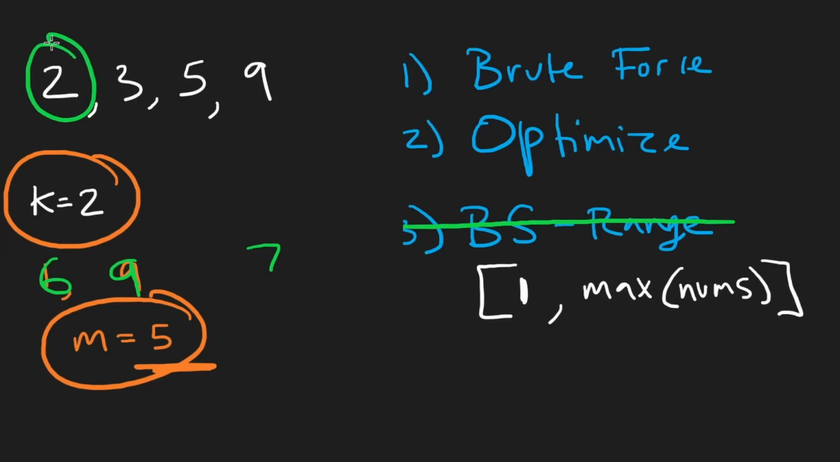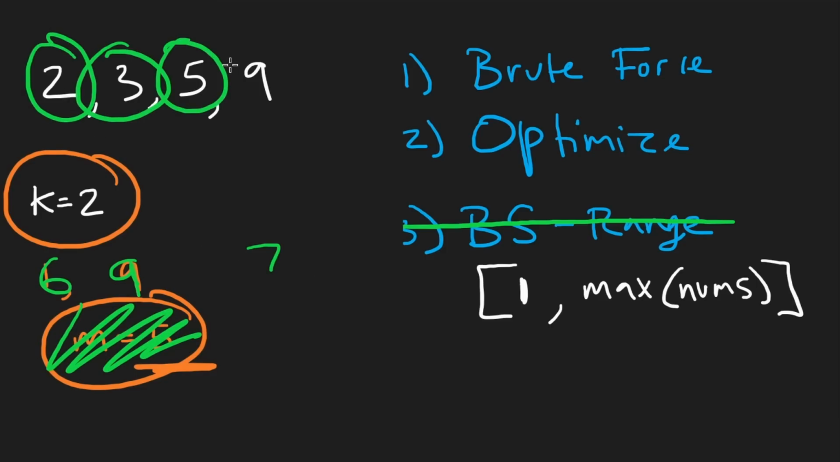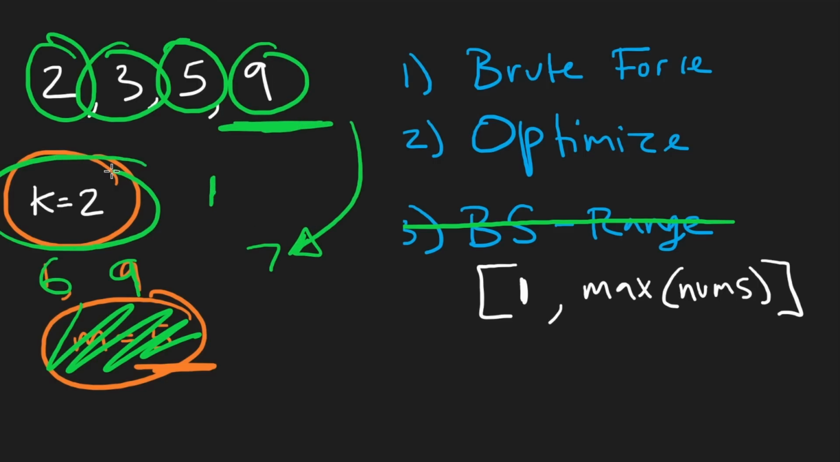We would count how many of these are less than or equal to 7. So getting rid of this, we go through all of these and we see only this one is less than or equal to 7. So we only counted 1, but we wanted at least 2. So thus 7 was too big.